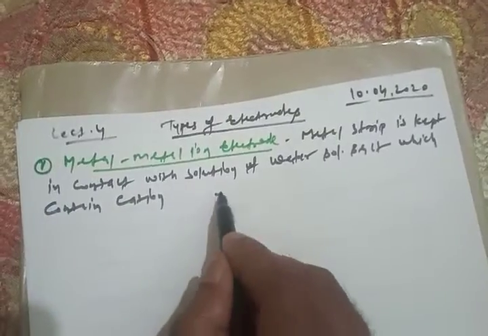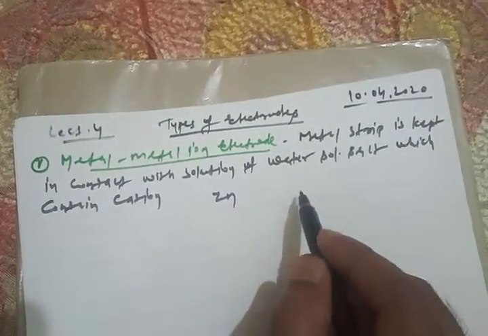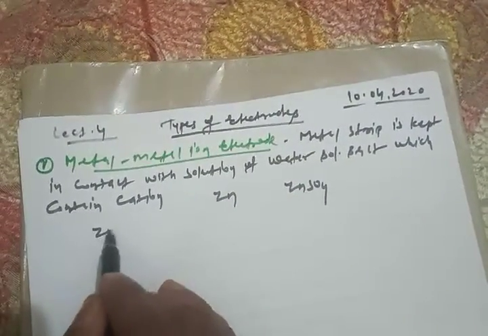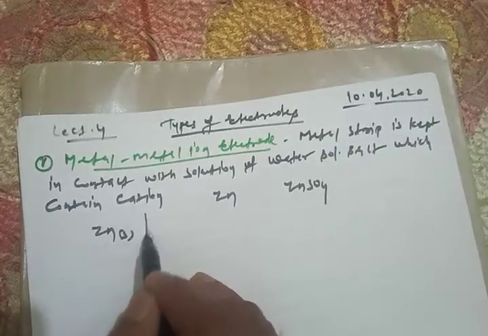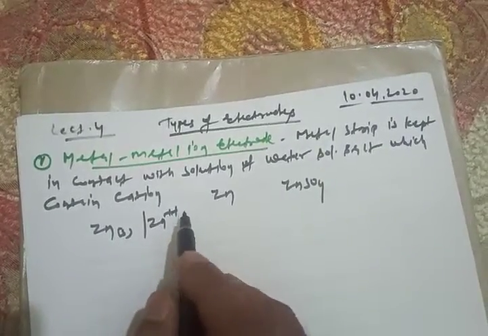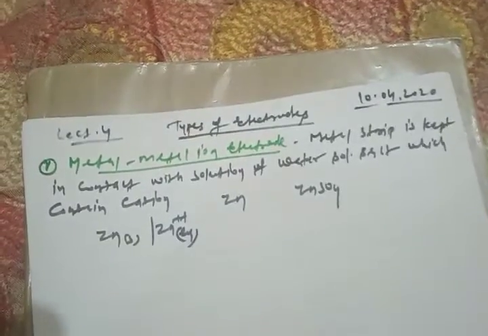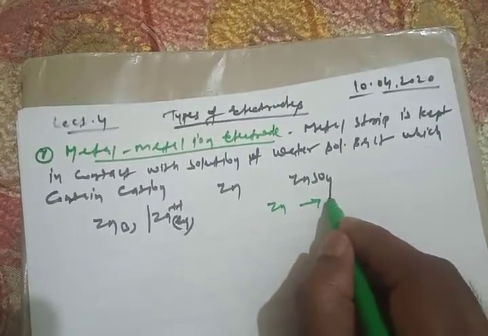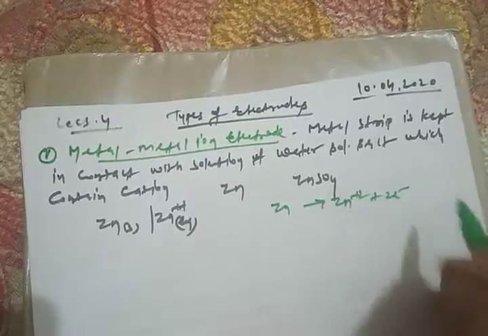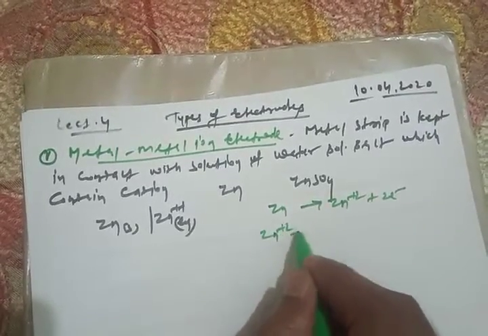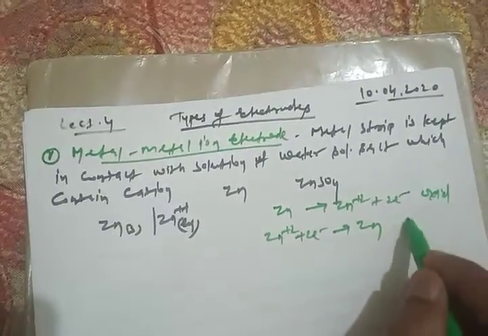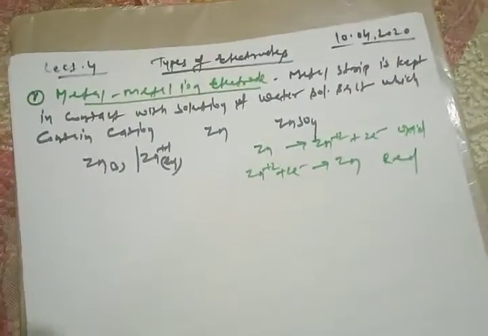So here, very simple. Suppose you are taking zinc as the electrode, so the solution is of zinc sulfate. The cell reaction is zinc solid to zinc 2+ aqueous. Zinc is first oxidized with the release of 2 electrons, then these 2 electrons are gained by zinc 2+, which converts it into zinc again. So this is the oxidation and this is the reduction, and this is the cell. So this is a very simple electrode.